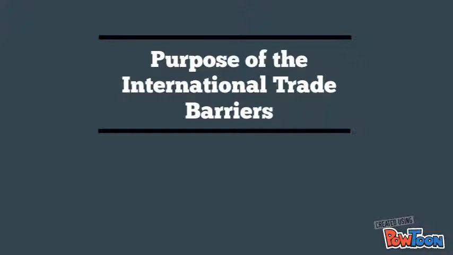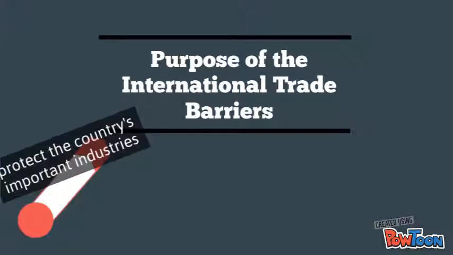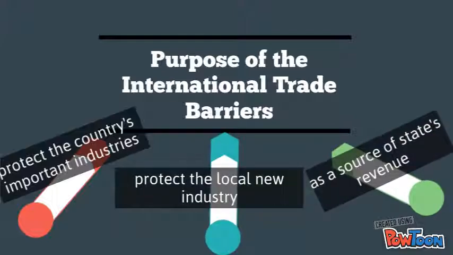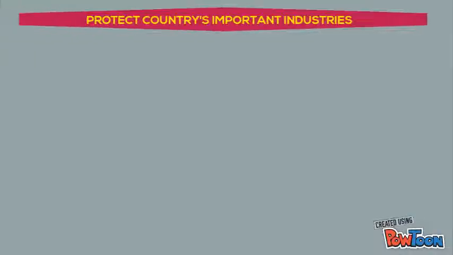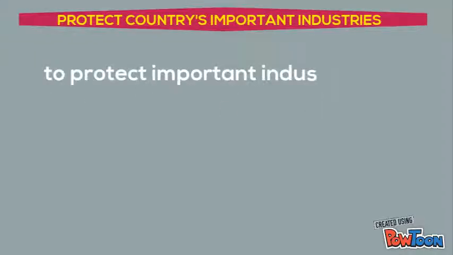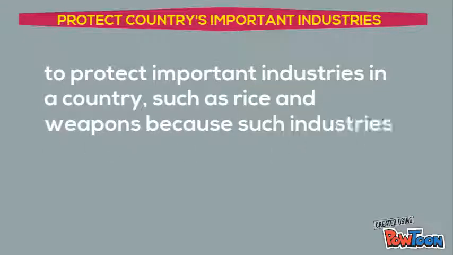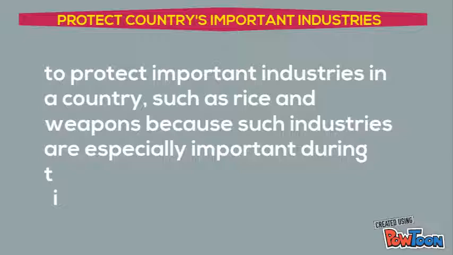Purpose of the international trade barriers. First, protect the country's important industry. Second, protect the local new industry. And then, as a source of state revenue. First is to protect important industry in a country such as rice and weapons, because such industries are especially important during times of emergency and warfare.